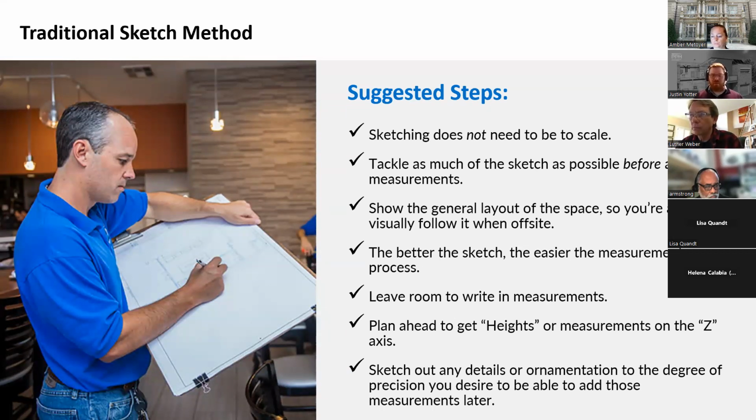But a couple of quick notes. Remember that sketching does not need to be to scale. Just make sure that you have enough room to take down the dimensions and some notes as you're going through sketching your as-builts. And getting all your sketching done before you start taking dimensions is a huge help on site as well. The better the sketch, the easier the measurements. Plan ahead to get your heights or your z-axis measurements and sketch out any of your details or ornamentation that you need based on what your degree of precision is. And we'll talk a little bit more about that later as well.